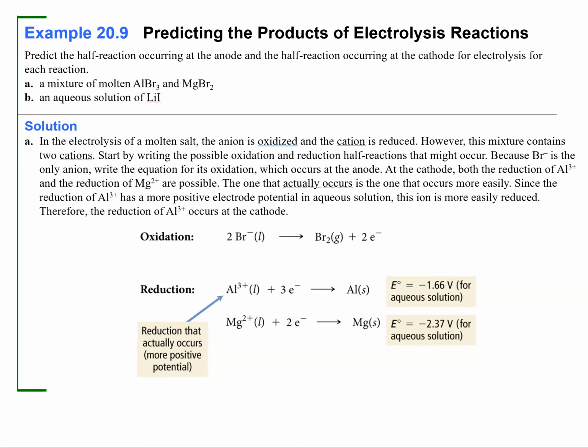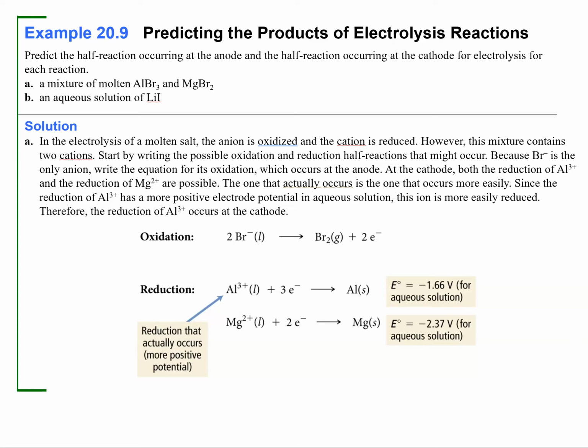In the electrolysis of molten salt, the anion is going to be oxidized and the cation is going to be reduced. However, this mixture contains 2 cations, right? So what we have to do is identify which of those 2 will go first based on its proclivity for reduction. So start by writing the possible oxidation and reduction half reactions, and then because bromide is the only anion, write the equation for its oxidation, which is going to be at the anode, and then at the cathode, both reduction of the aluminum 3 and the reduction of the magnesium 2 are possible. The one that actually occurs is going to be the one that occurs most easily, which is the one which is most reducible.